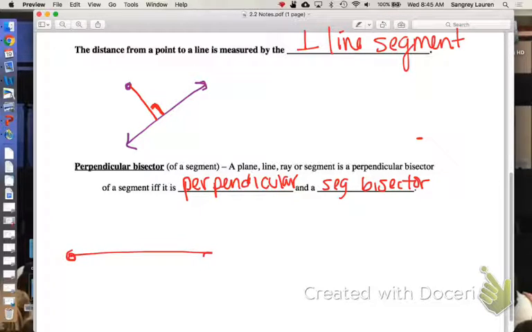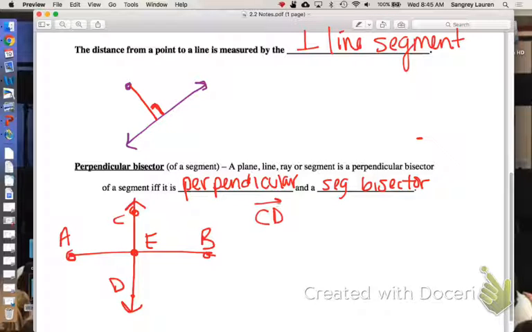Let's draw segment AB. We're going to put point E on that segment, and then I'm going to draw a line through E. This is going to be line CD. So the problem would tell you that line CD is the perpendicular bisector. Notice I used our new symbol. Of, oh, where's my O there? There we go. Of AB.